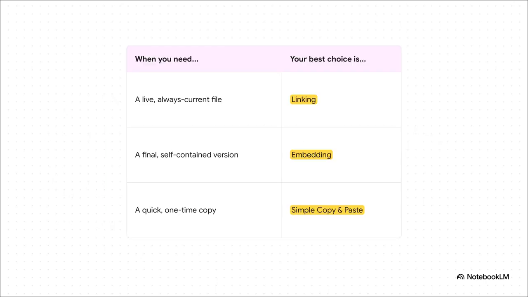Think of this as your new best friend, your decision-making toolkit. The next time you're about to copy something, just stop and ask yourself, do I need a live file that's always current? Then I'm linking. Is this the final version that's going in an archive? I'm embedding. Do I just need it once, real quick? Simple copy and paste it is. This little framework will save you so much time.